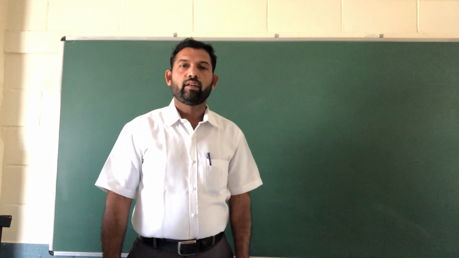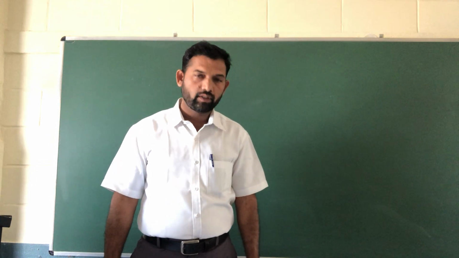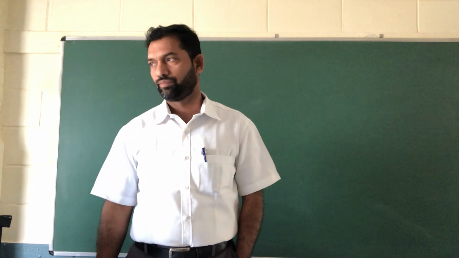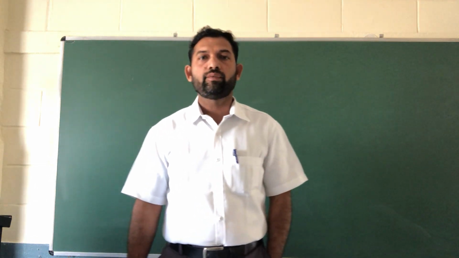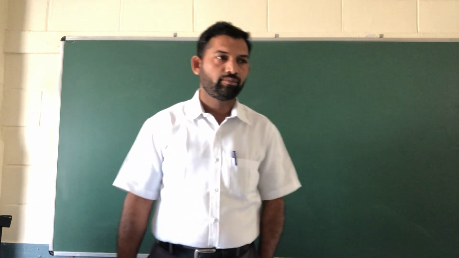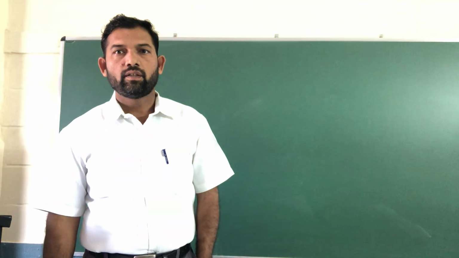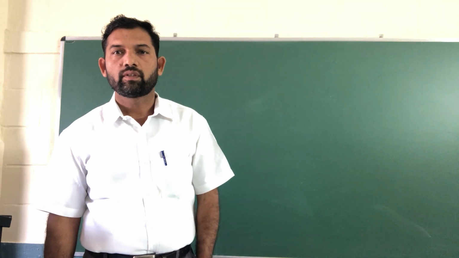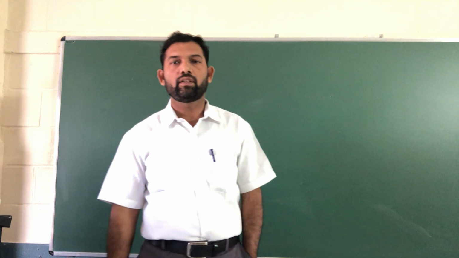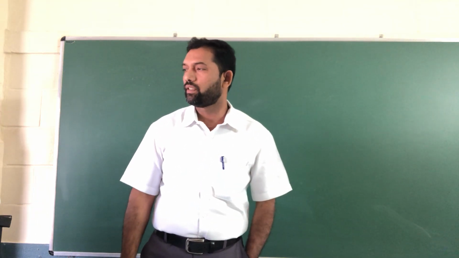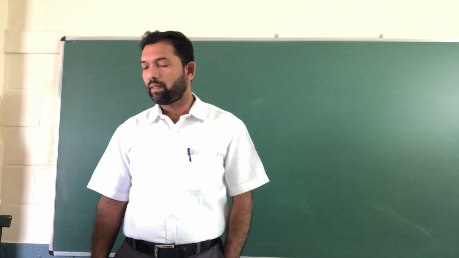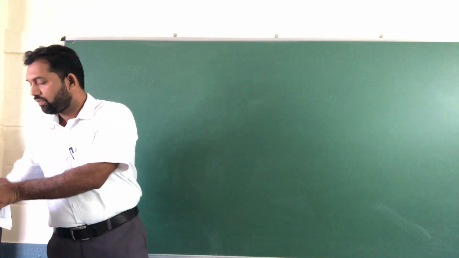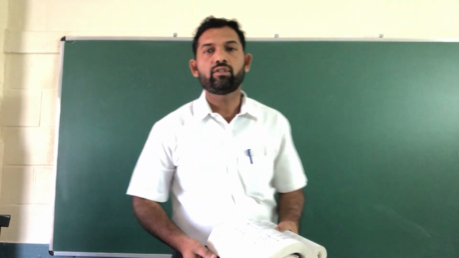So today we are going to discuss: if two points are given, what is the slope? If two points are given in the coordinate plane, what is the slope of that line? Last class we completed the slope of a line, when the line is parallel to the x-axis, what is the slope? When the line is parallel to the y-axis, what is the slope? Those points we discussed in the last class. Today we are going to discuss the slope of a line when the coordinates of any two points are given.